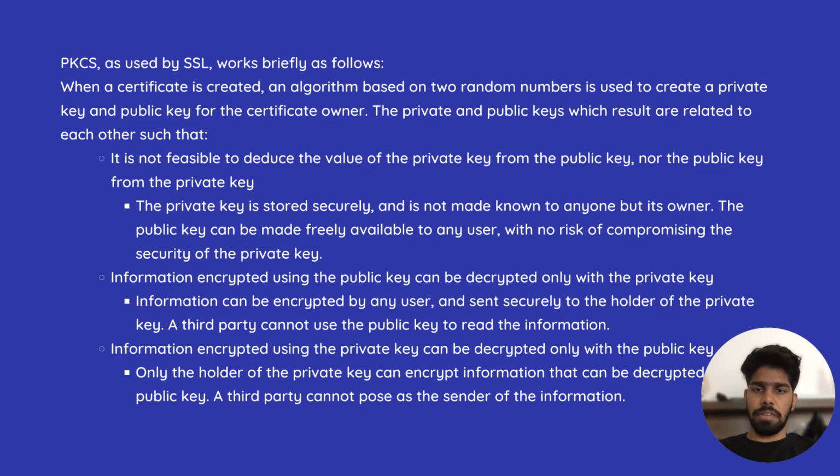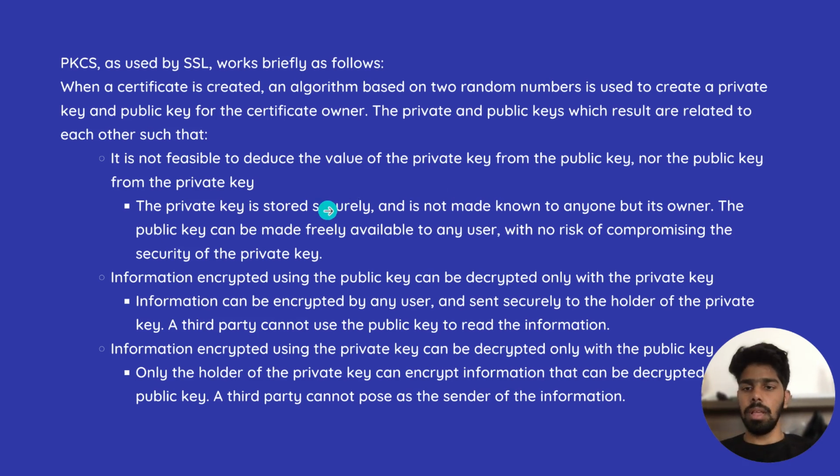When the certificate is created, an algorithm based on two random numbers creates a private key and a public key for the certificate owner. The private key and public key are related to each other, but it is not feasible to deduce the value of the private key from the public key, nor the public key from the private key. So when we encrypt with the private key, we should be able to decrypt with the public key, and the same thing in reverse: when you encrypt with the public key, you decrypt with the private key.